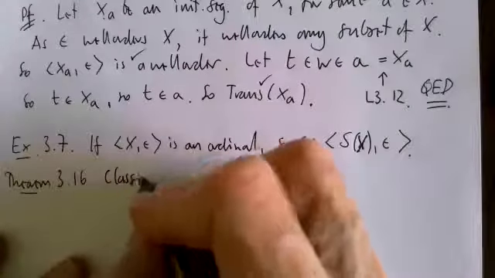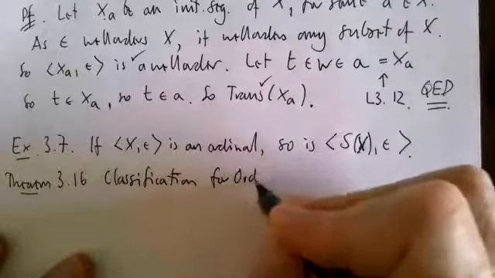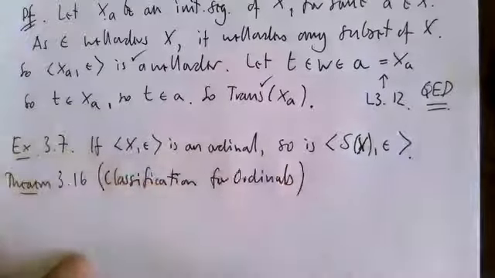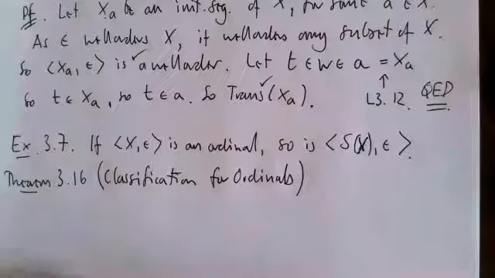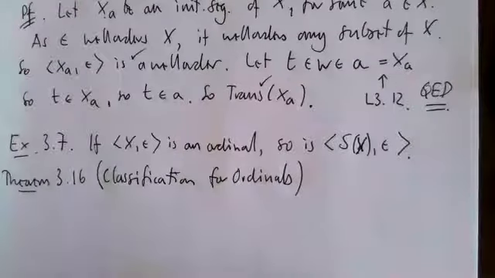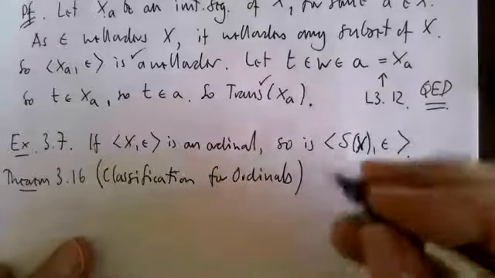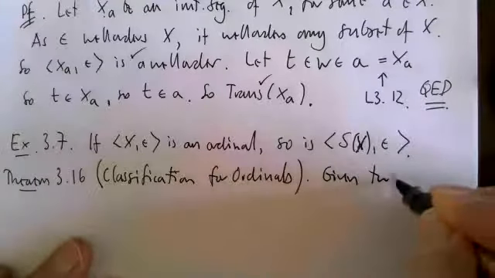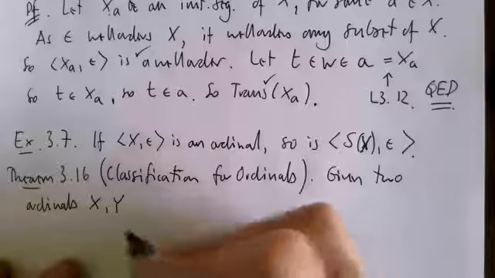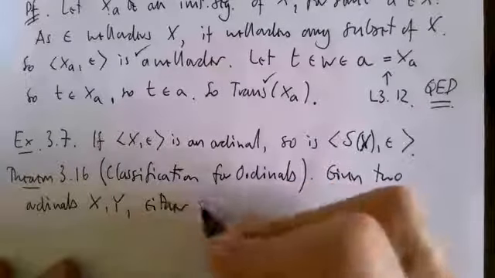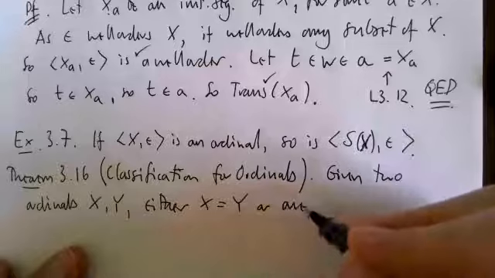Now we've got a classification theorem for ordinals. Given two ordinals, we can compare them. In fact, they're equal or one is a member of the other. Being a member of the other would mean it's an initial segment. So I take two ordinals, X and Y. There are only three possibilities. Either X equals Y, or one is an initial segment of the other.